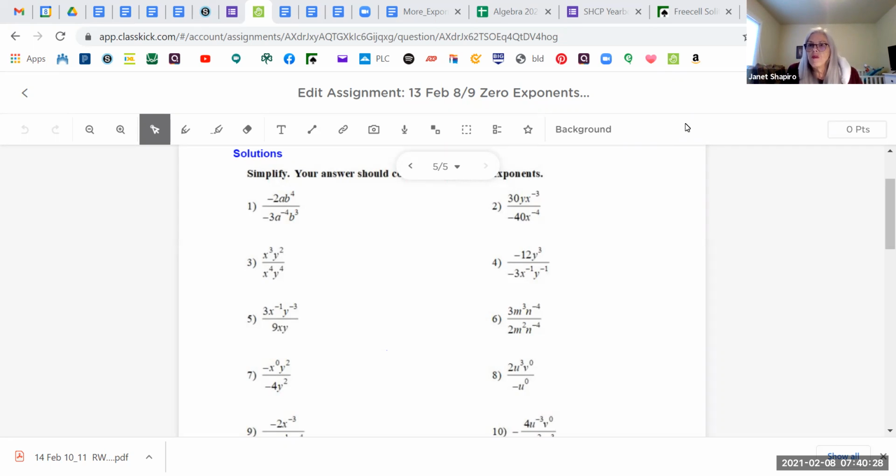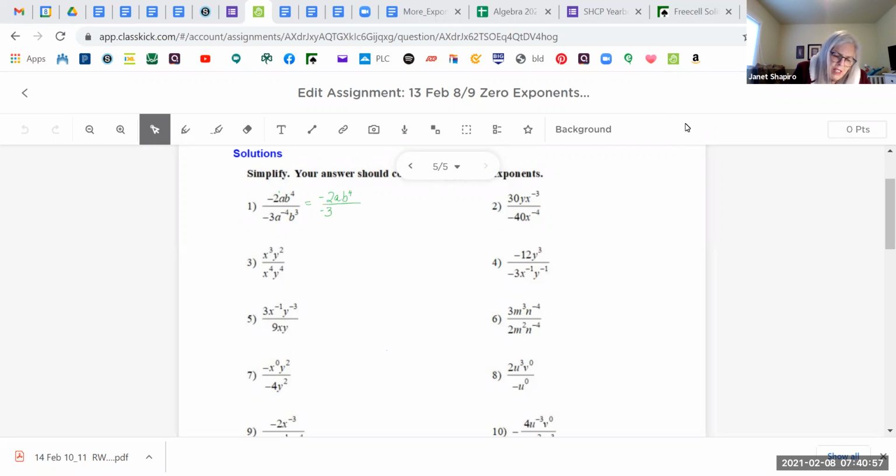One way to do these problems is to just rewrite it with all positive exponents. So anything that has a negative exponent, we're going to move to the reciprocal place. So I would rewrite this first problem. I leave the -2 because technically that has an exponent of 1. I leave the a, I leave the b to the 4th.